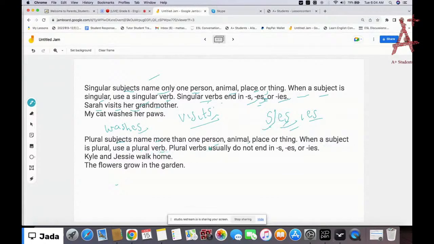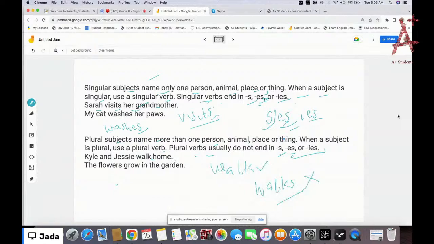Plural verbs usually do not end in s, es, or ies. What you need to remember clearly is that it's only the singular verb that ends in s, es, or ies, but the plural verbs will not. So, Carla and Jesse work. The verb work doesn't have an s or es or ies. So when you say walks, that is wrong, but this one is correct.